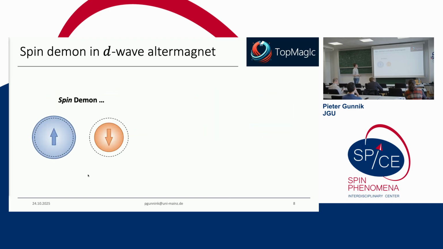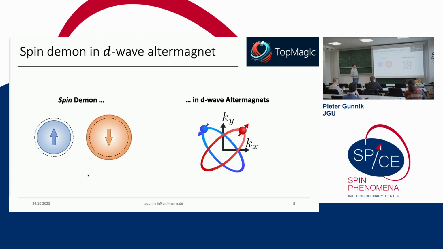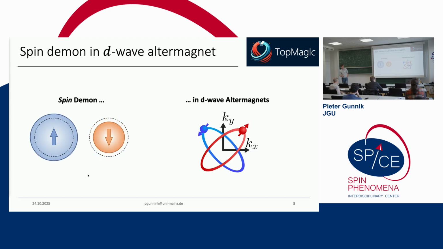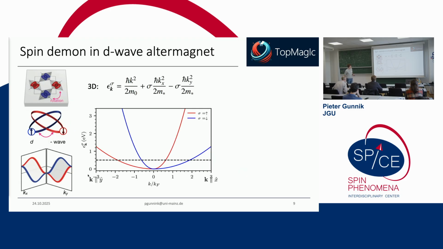And now the question, of course, is can we find these things in D-wave altermagnets? So we're going to replace now our bands with D-wave altermagnetic bands, and then we're just simply going to solve for the plasmons and see if spin demons roll out of this story. So very simply, what do we do?